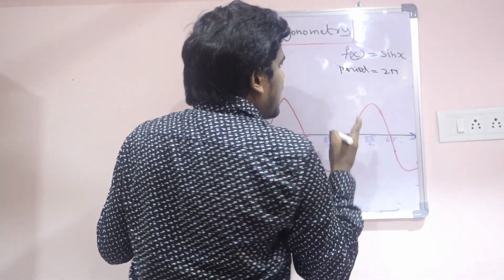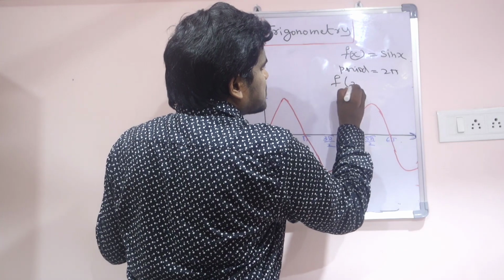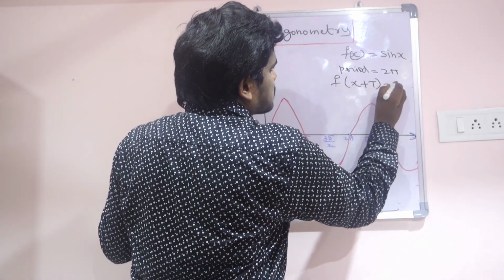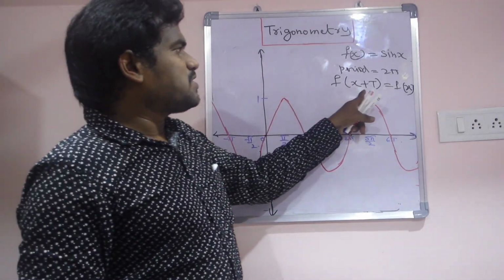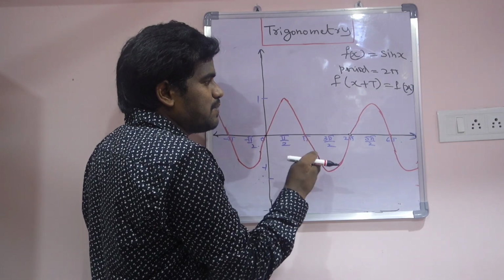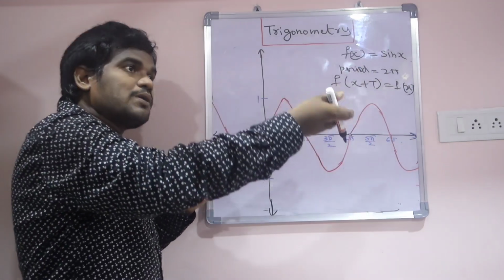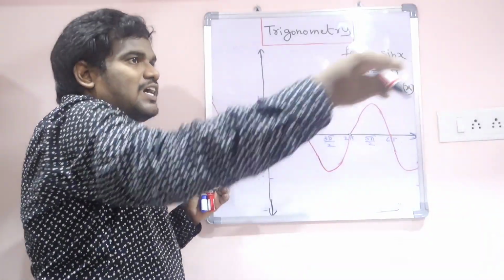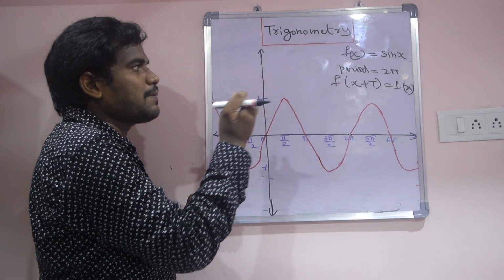So I get the condition for a period also: f of x plus t is equal to f of x. For what values of t is f of x plus t equal to f of x? Suppose, as I already explained, 2 pi is the period. It means after 2 pi the wave is repeating again, and after 4 pi the wave is repeating again. Then the period is 2 pi minus 0, so 2 pi only. So 2 pi is the period.